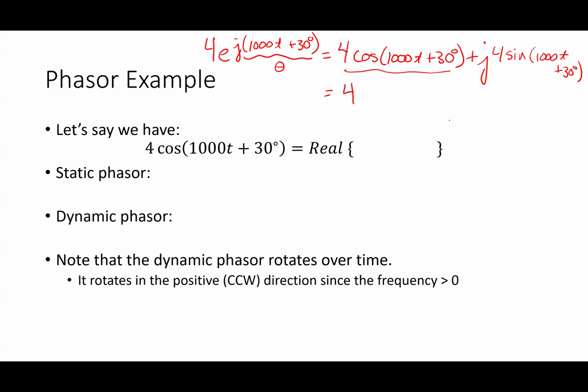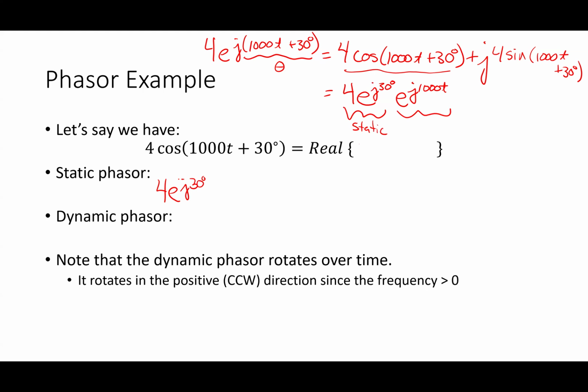How do I break that up? e to the j 1000 t. Now again, I broke that up and then I commuted the e to the j 30 to the front. The reason I did that is because both of these things here are static. This is the part that adds the time dimension. So what I call the static phasor is the 4 e to the j 30.